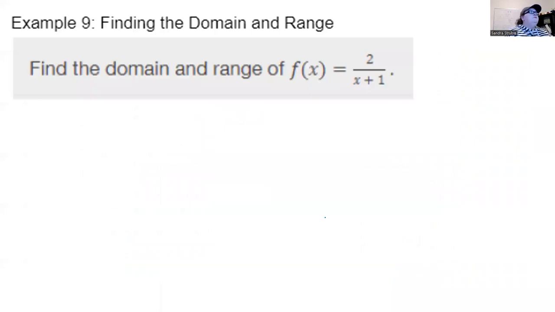All right, finding the domain and range on this one. So again, this is a fraction. So we're going to take the denominator and set it equal to 0. Well, what can we have? It just can't equal 0. So x plus 1 equal to 0. So x equals -1. So x cannot equal -1 for the domain. All right, so my domain is going to be from -infinity to -1, or from -1 to +infinity.